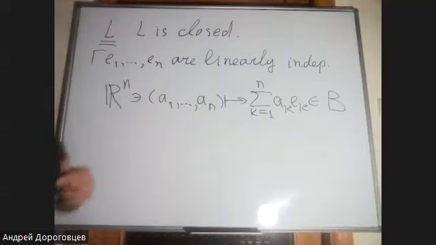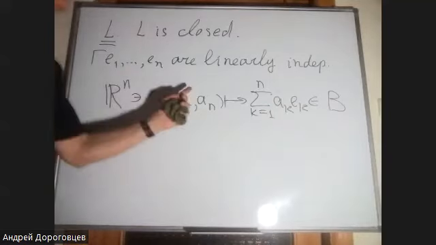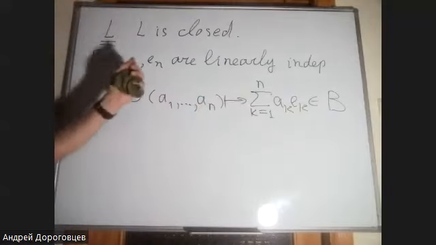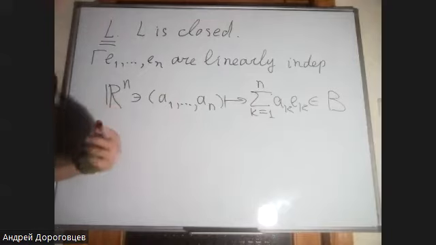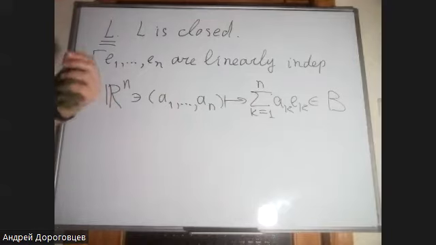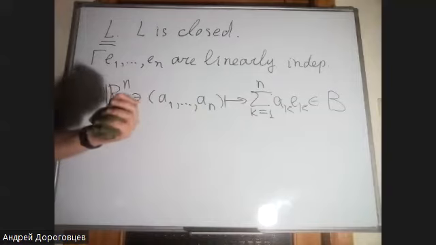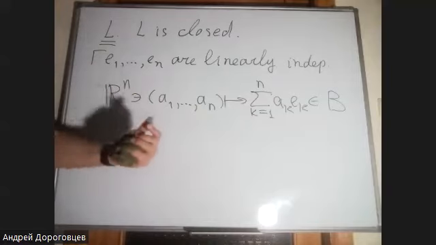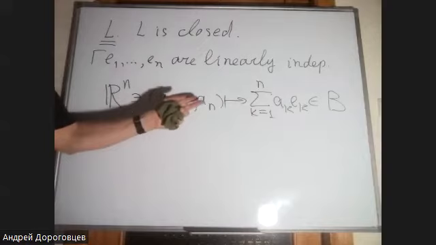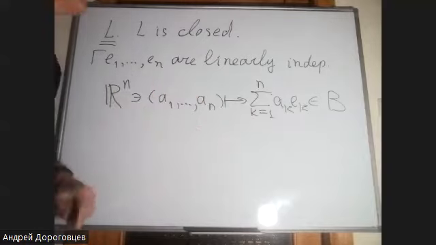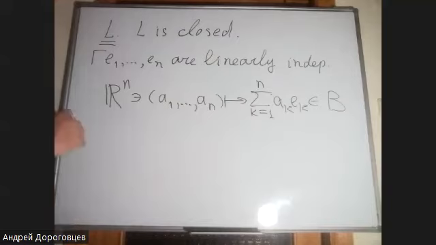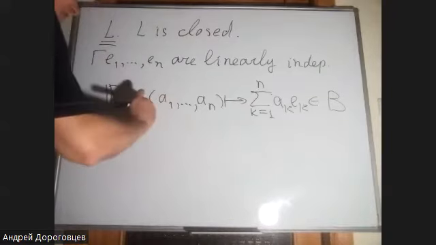Let us note that this correspondence is continuous, due to the properties of the norm in our Banach space. We know that the norm is continuous with respect to multiplication by a number and summation of the vectors. So this is a continuous map.